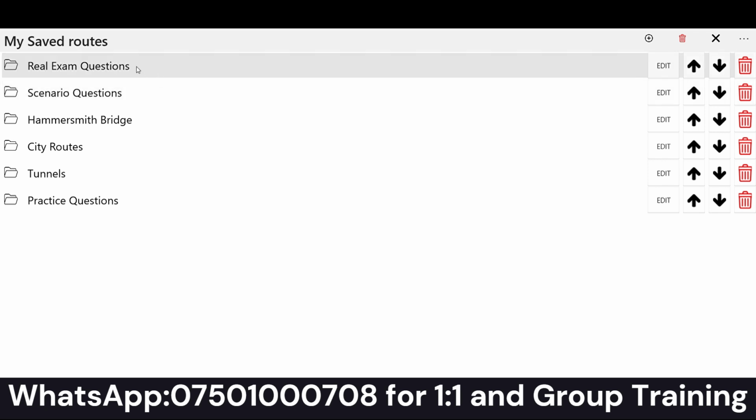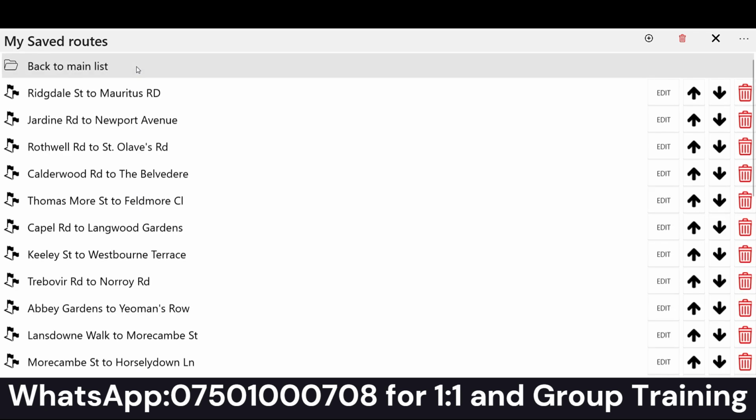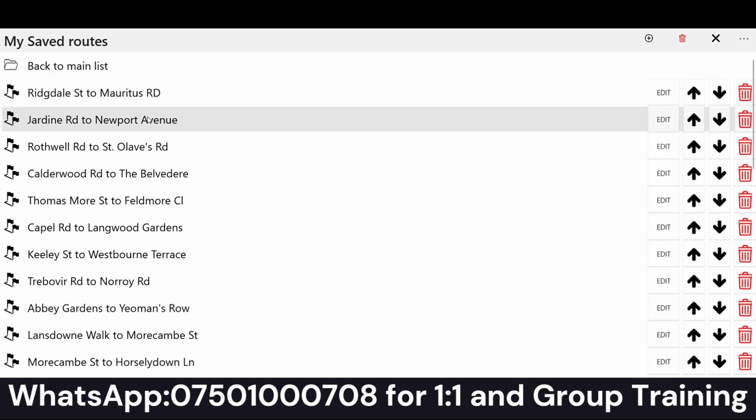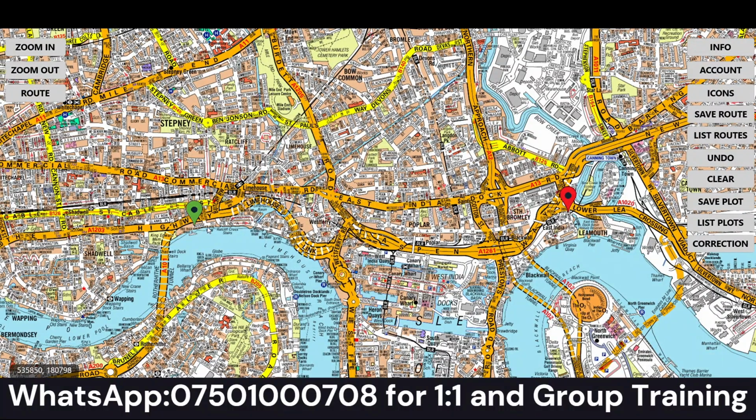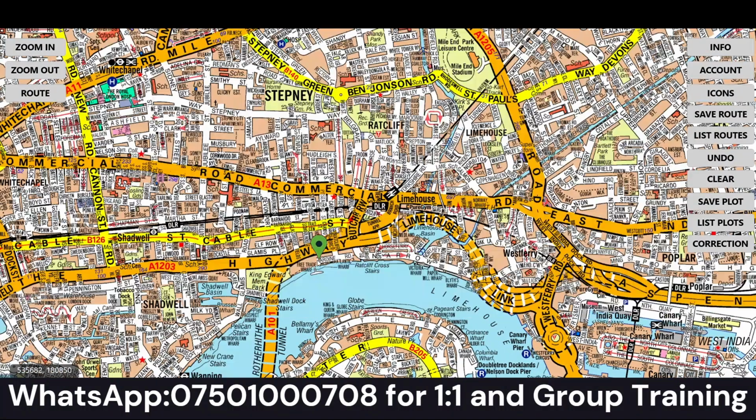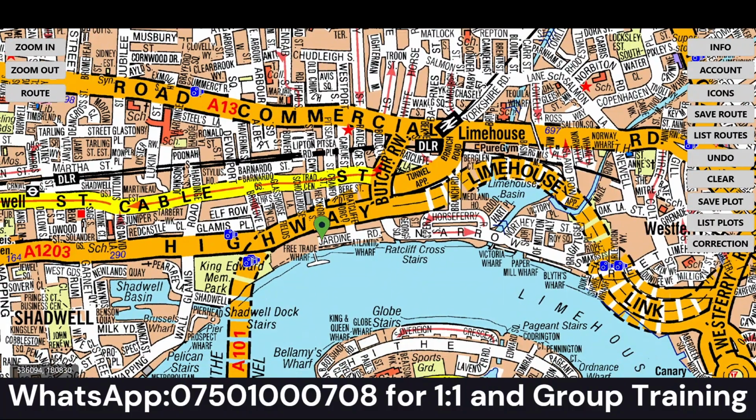So we are looking into real exam questions. So this is the second one that we're going to look into. That's the Jardine Road to Newport Avenue. Just to show you these 2 points, the green and the red point. Of course, we are traveling from the green point to the red point. Now we're just going to zoom in. So that's where we are.